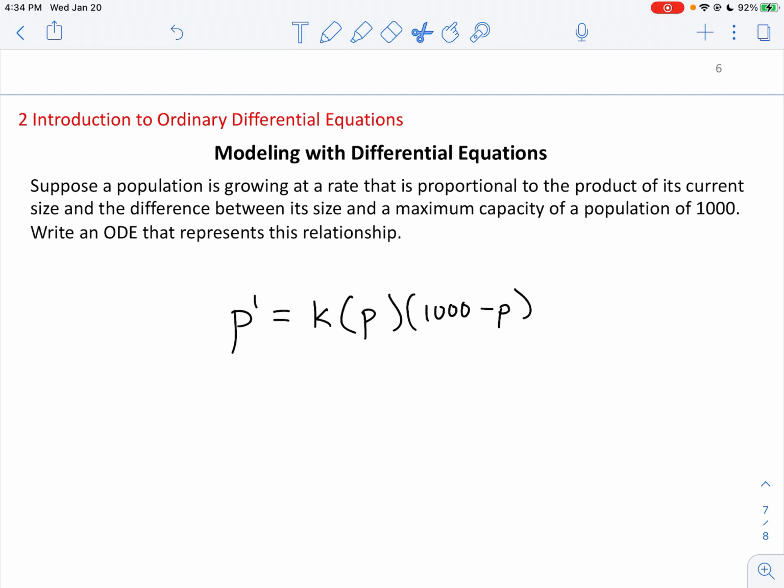Let's just make sure that this makes sense reading it. So suppose a population is growing at a rate, so that's p prime, that is proportional to, so it's equal to k times something. And what is it proportional to? A product, so k times a product of its current size, which is p, and the other factor is the difference between its current size and 1,000. And there's the other factor. This probably has one set of parentheses too many. That's not necessary, but here's a good concise way to write this particular differential equation. K is a constant, and p is the dependent variable, and t is the independent variable.